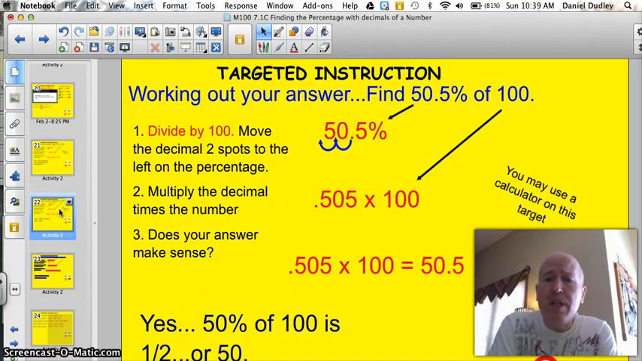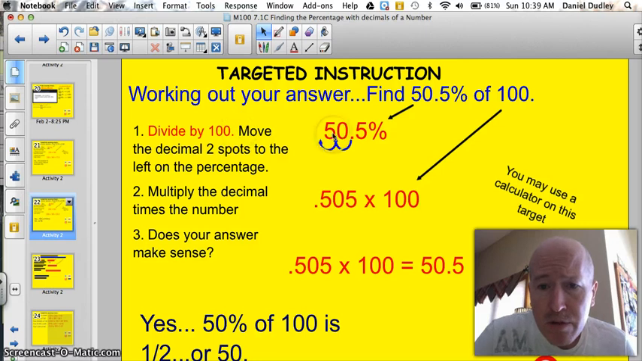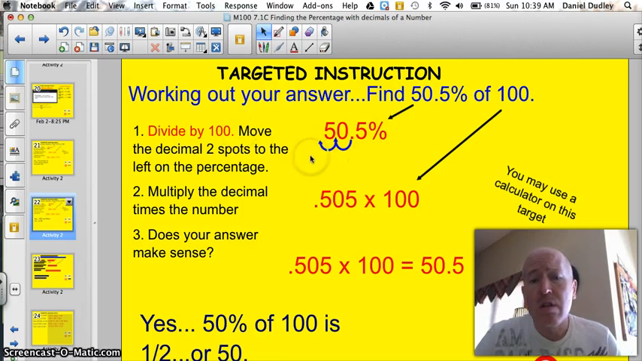All right, here's another one. We need to find 50.5% of 100. Okay, well, write down the number, 50.5%. That's step one. Then we need to divide by 100. So we're going to move that decimal two spots to the left. We end up with 0.505. We multiply that times 100. And you can almost see the answer coming here.